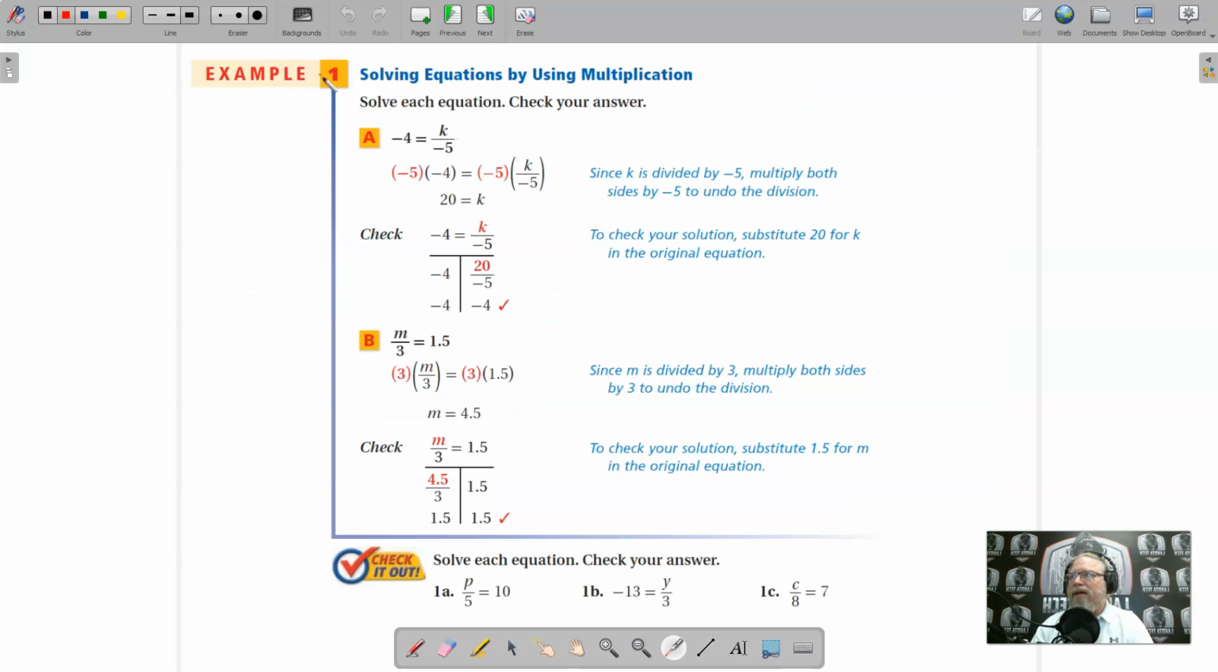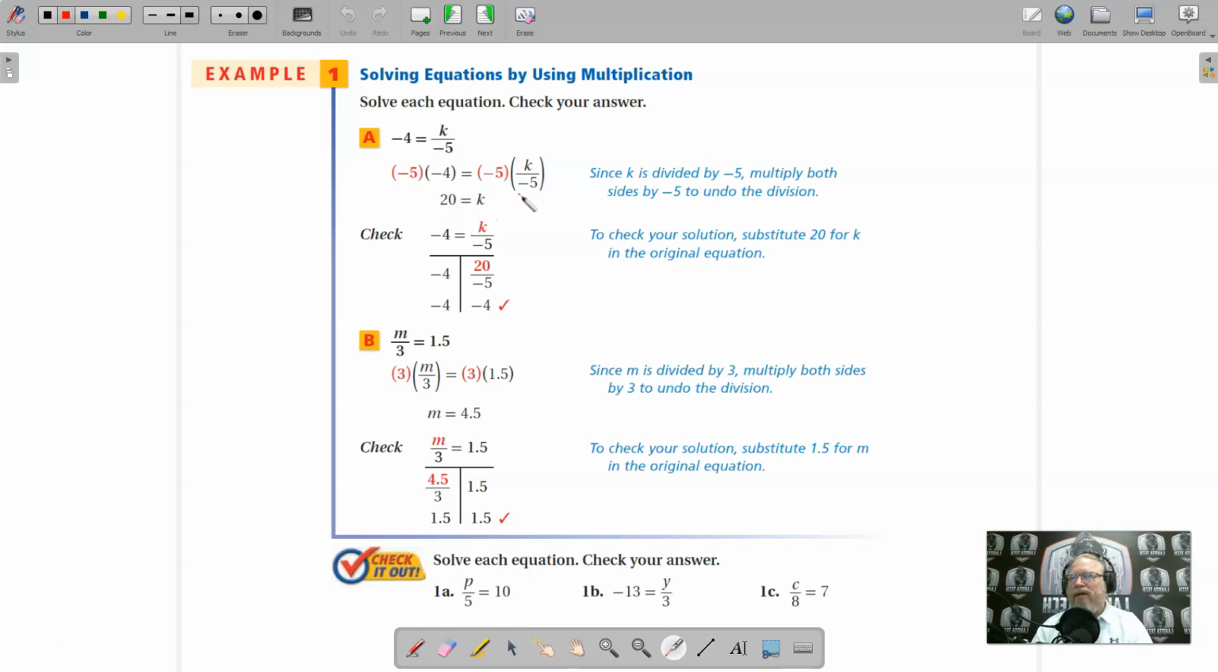So in our first example here, example 1, solving equations by using multiplication. Solve each equation, check your answer. Well, here we have in example A, -4 equals k divided by -5. So since k is divided by -5, multiplying both sides by -5 will undo the division. So on the left, we're going to multiply -4 by -5, and we're going to multiply k divided by -5 by -5 as well. And what's going to happen is these 5's are going to cancel each other, leaving us with just k. Negative times negative is positive, and 5 times 4 is indeed 20.